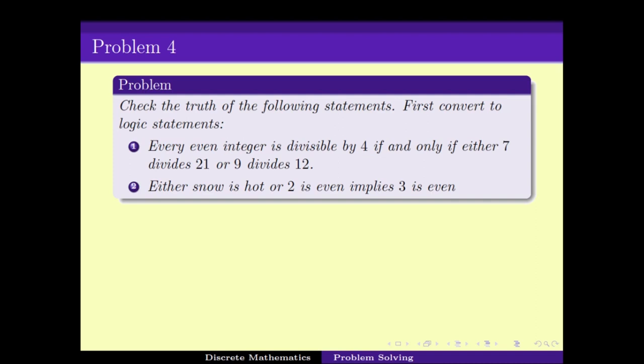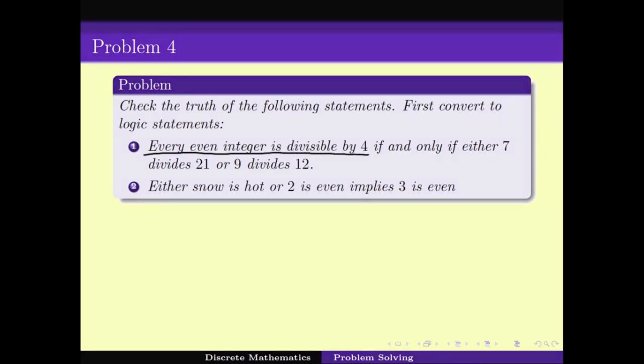To understand this statement, you have to understand what the sub-propositions are. Every even integer is divisible by 4 is, say, A. If and only if either 7 divides 21, this is B, and 9 divides 12 is C. So the statement is of the form A if and only if B or C. Now here, is every even integer divisible by 4? Of course not. For example, 6 is an even integer and it is not divisible by 4. So this is false.